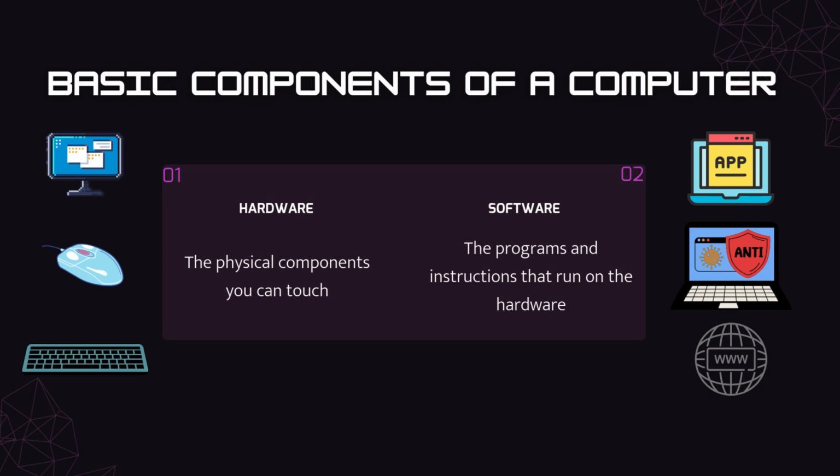Basic components of a computer. A computer consists of two main parts: hardware, the physical components you can touch; and software, the programs and instructions that run on the hardware.